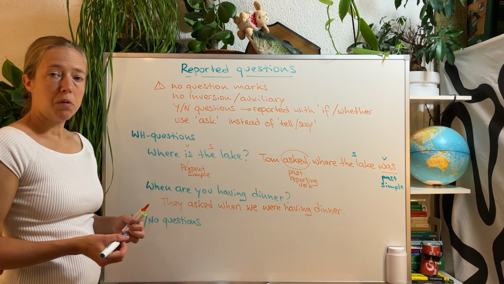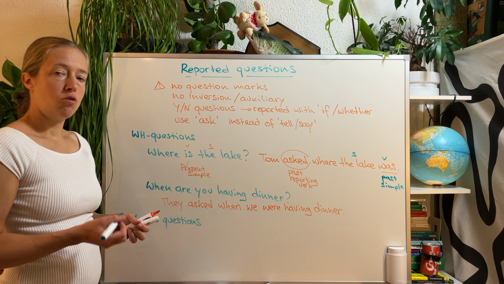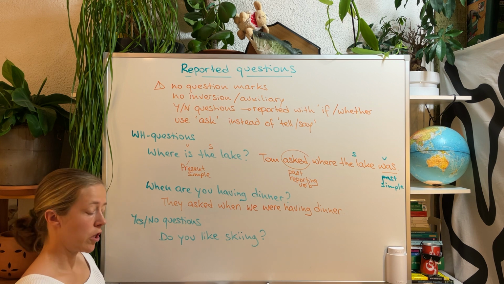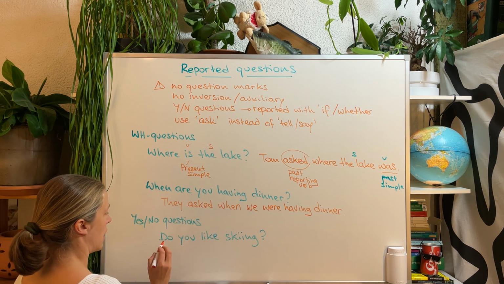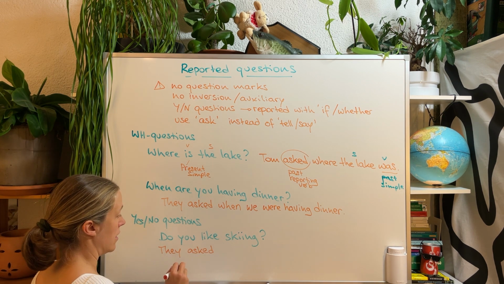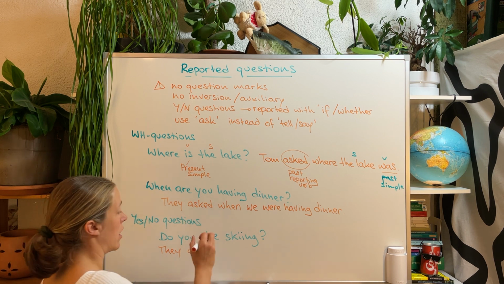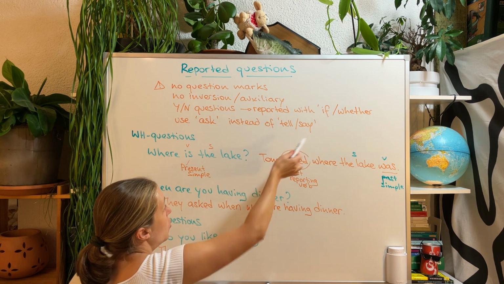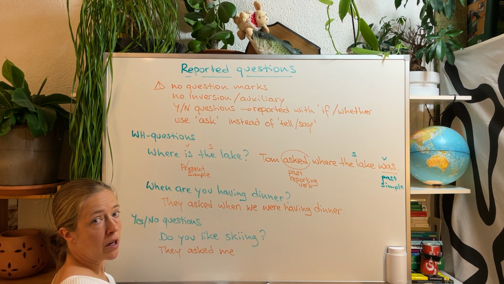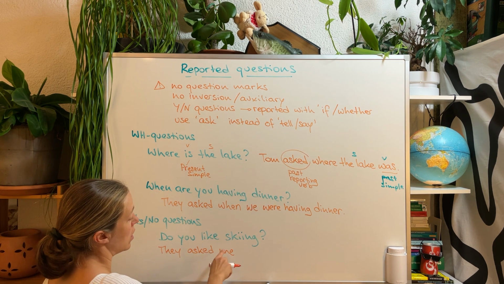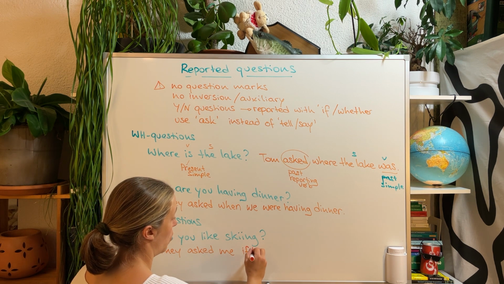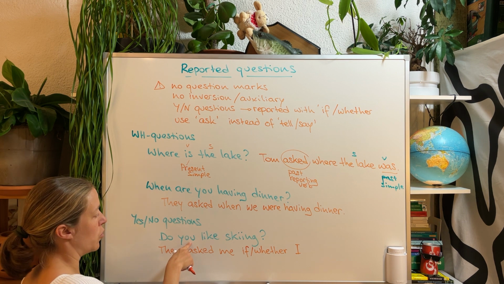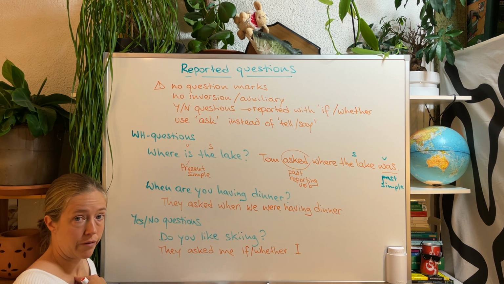Imagine a group of people asked me yesterday, do you like skiing? If I want to report this question, I would say, they asked. Ils m'ont demandé à moi, so they asked me. Then, in a yes-no question, I have to use if or whether to report my question. So they asked me if or whether I. Donc le you, ça devient moi, I.